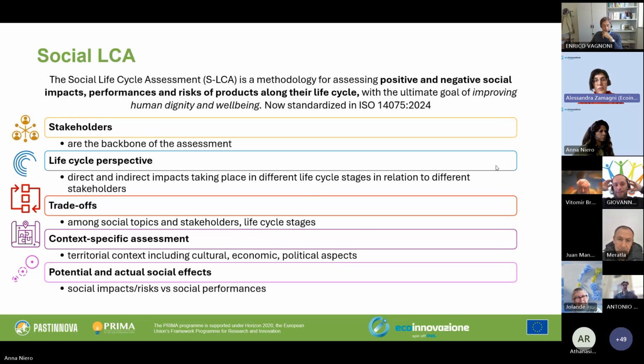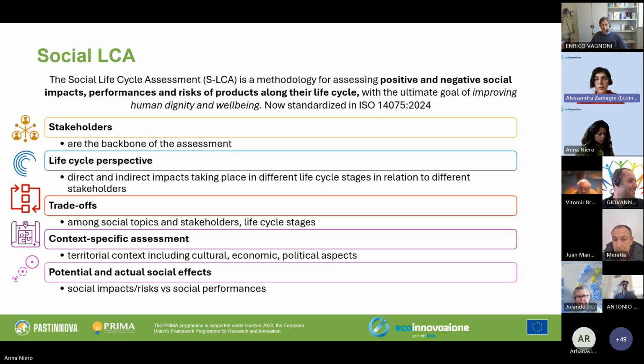Another important characteristic of the social LCA, and that distinguishes it from other social assessment methodologies, is the life cycle perspective, which means that as in LCA, we account for the product system starting from the cradle to the grave. So really expanding the boundaries of common social assessment beyond what is under control by an organization, by actors, and going very much upstream and downstream the whole life cycle.